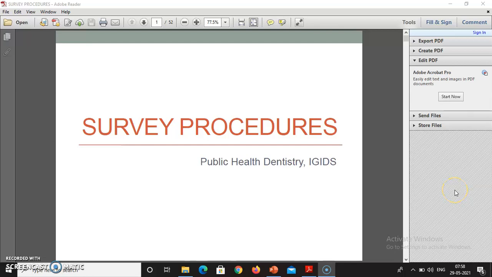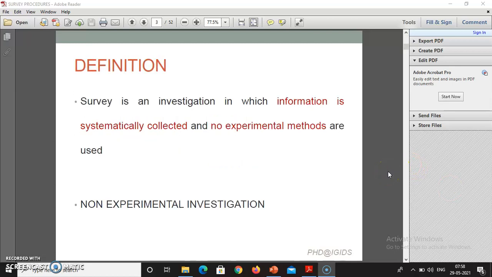Very good morning, everybody. So, today we'll be concluding with the topic on survey procedures in dentistry and a quick recap of what we have discussed in the last two classes. We started with what is the definition of a survey. It is a non-experimental investigation.